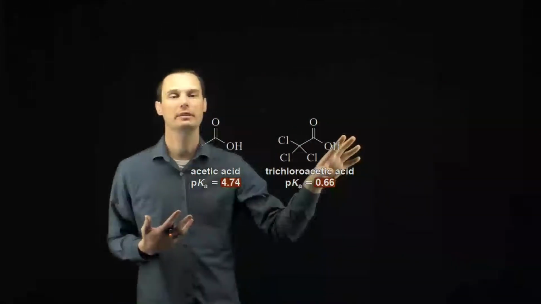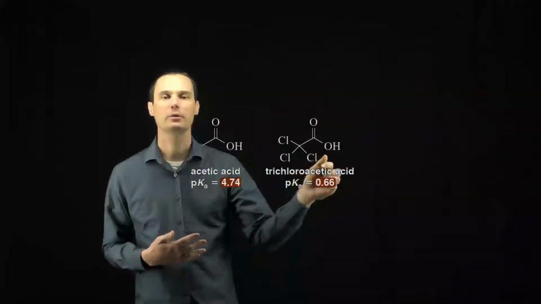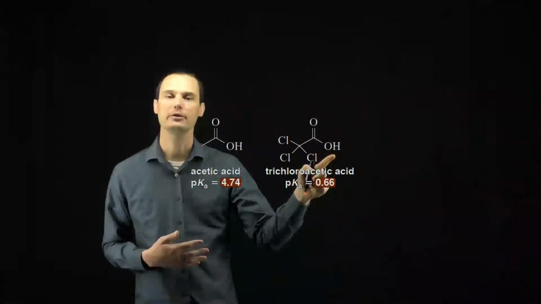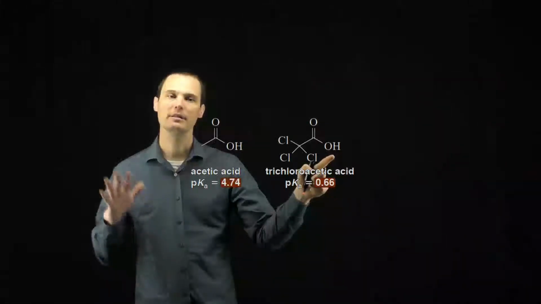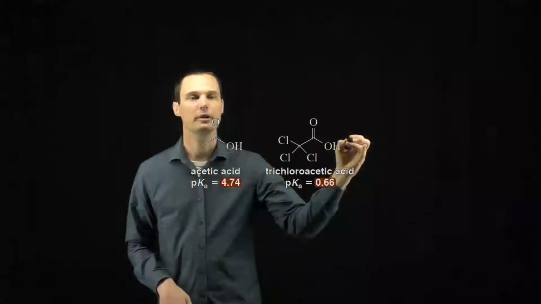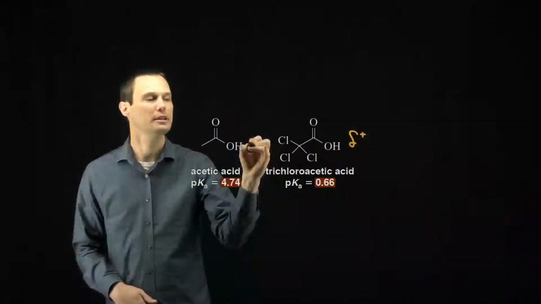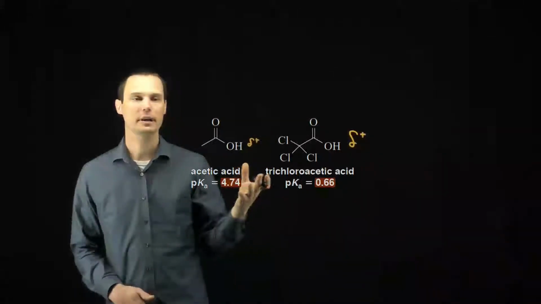Specifically, it's pulling electron density away from the acidic proton. By pulling electron density away from the acidic proton, we put less electron density around this hydrogen. That makes it more electrophilic. That means the partial positive charge on this hydrogen is a larger partial positive charge than the partial positive charge on acetic acid. They're both acidic protons.